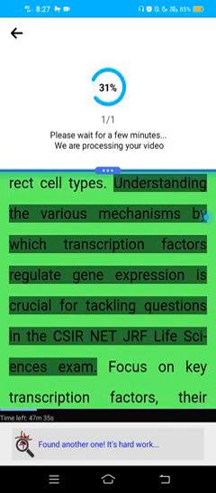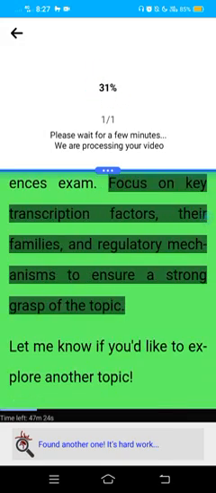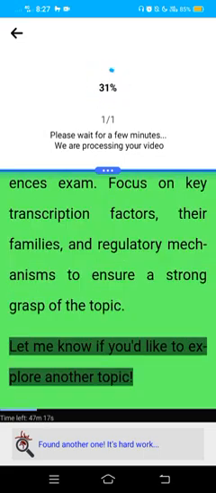Understanding the various mechanisms by which transcription factors regulate gene expression is crucial for tackling questions in the CSIR NET JRF Life Sciences exam. Focus on key transcription factors, their families, and regulatory mechanisms to ensure a strong grasp of the topic. Let me know if you'd like to explore another topic.